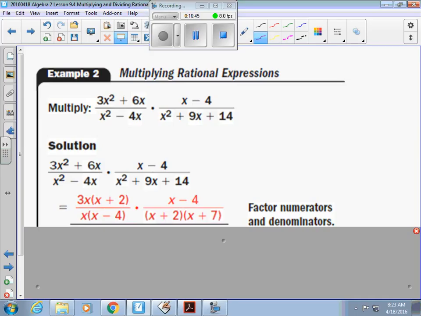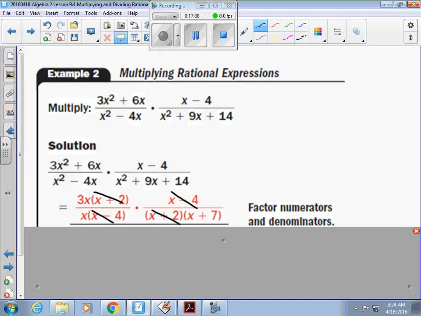So now, look at everything that's written up here right now. Anything that's the same exact thing at the top and the bottom right now, at any point during the problem, you don't have to wait till the end. Anytime something's exactly the same, you can cancel it out. So right now, we have x plus 2 and x plus 2. And we have x minus 4 and x minus 4.